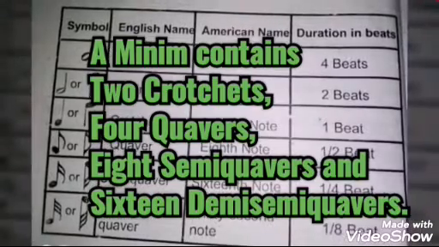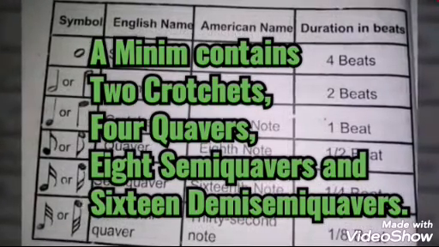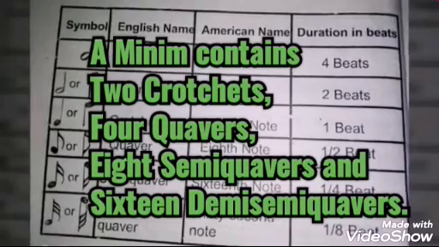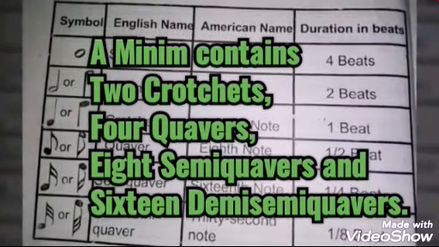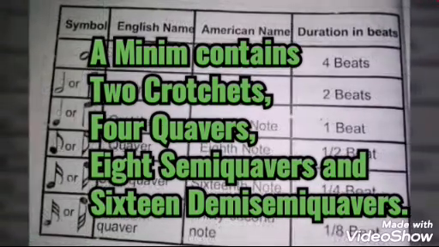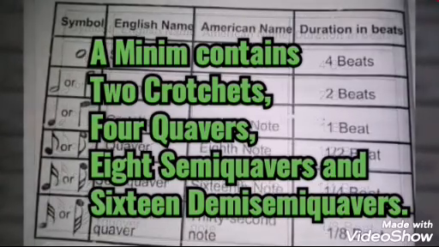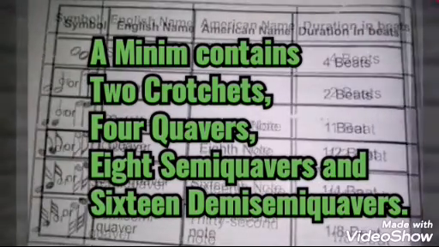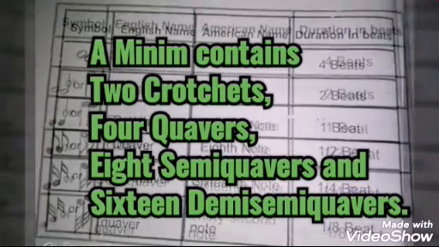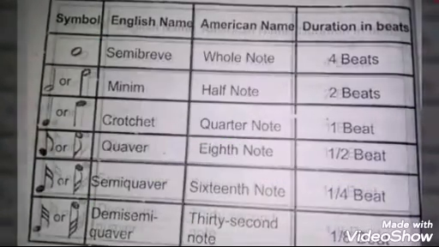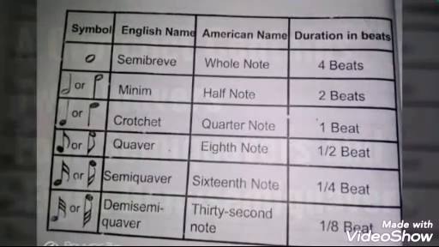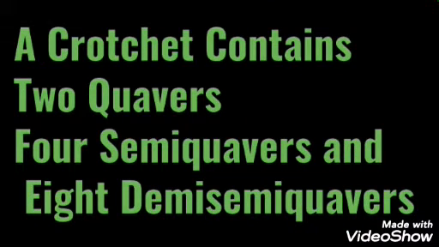The next one, a minim. It contains 2 crotchets, 4 quavers, 8 semiquavers, and 16 demisemiquavers. I'll take that again. A minim contains 2 crotchets, 4 quavers, 8 semiquavers, and 16 demisemiquavers. We move on to the next one, which is crotchet. A crotchet contains 2 quavers, 4 semiquavers, and 8 demisemiquavers.